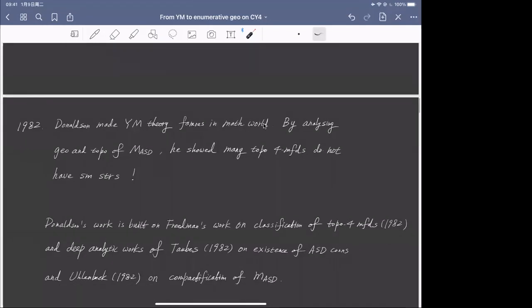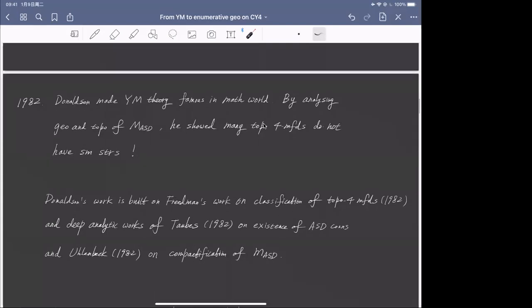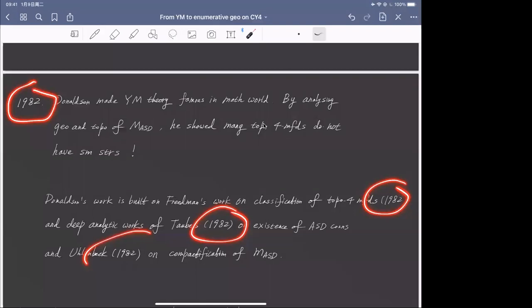Actually, Donaldson's work is built on Freedman's work on the classification of topological four-manifolds, and there are also deep analytic works by Taubes and Uhlenbeck on the existence of anti-self-dual connections and the compactification of this moduli space. Anyway, this is just some names and words. It's not that you need to remember their contributions. Quite interestingly, you see that around the same years, this breakthrough appears. Suddenly, so many important works appear in this mathematical development of Yang-Mills theory.